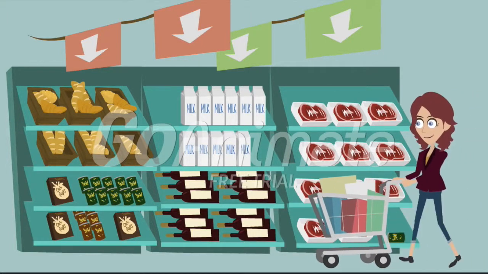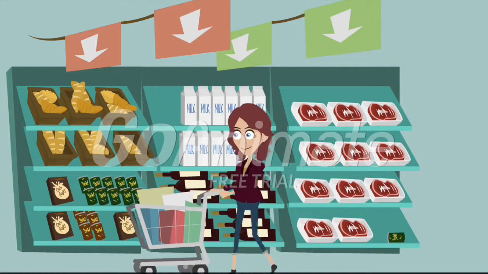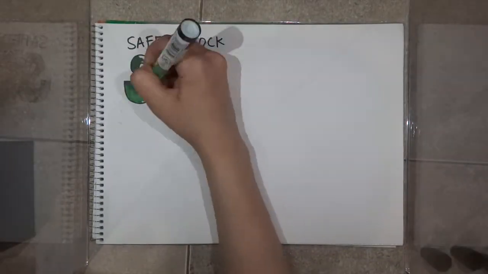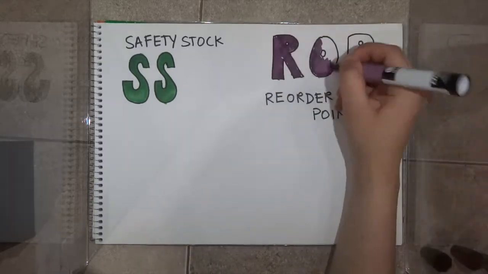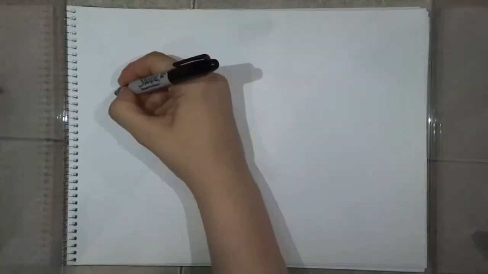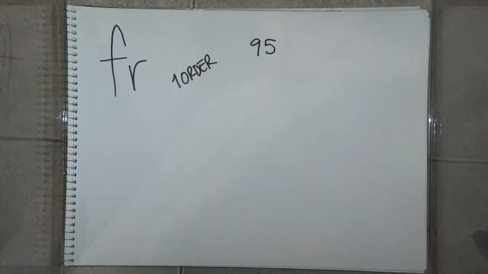Have you ever wondered how large retail stores always manage to have what you need and whenever you need it? This is all thanks to the safety stock the store has, and other factors such as the reorder point, the cycle service level, and the fill rate. The fill rate refers to the fraction of orders made by the customer that are filled from available inventory.